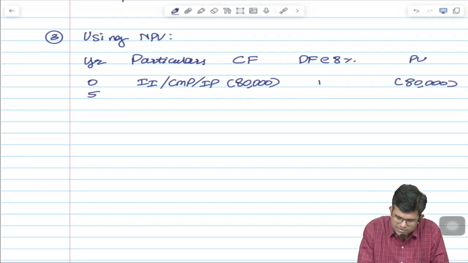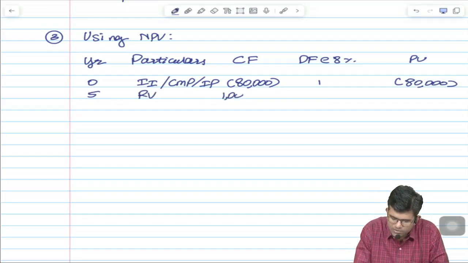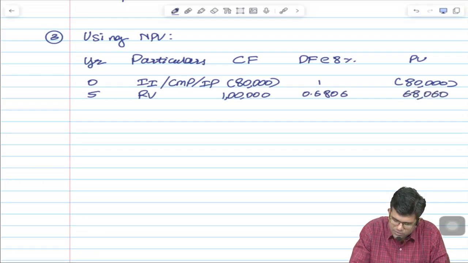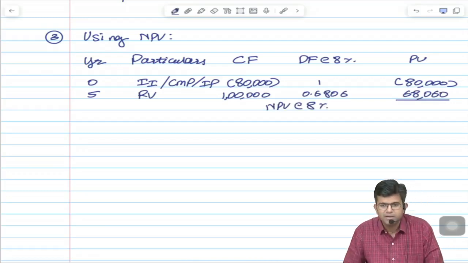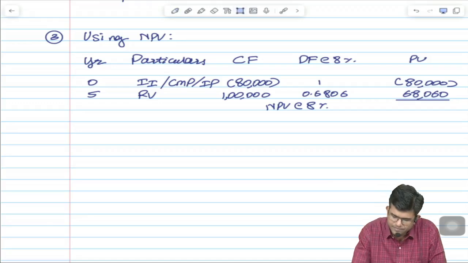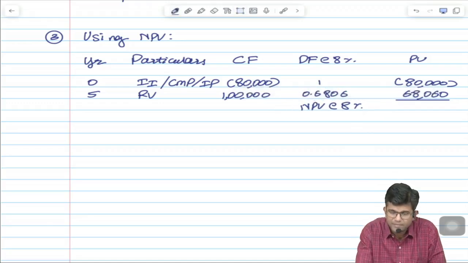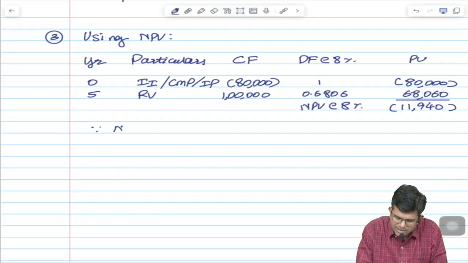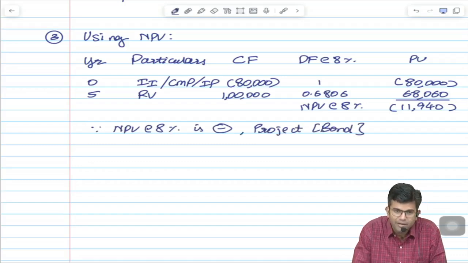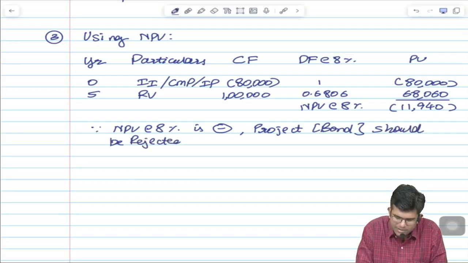And then after 5 years you will be getting the redemption value of rupees 1 lakh. The discounting factor is 0.6806. This is 68,060. Correct? And this is basically your NPV at the rate 8%. Give me the NPV please. 11,940 negative. Since NPV at the rate 8% is negative, not project, you're basically the bond should be rejected. Is it clear? Best.